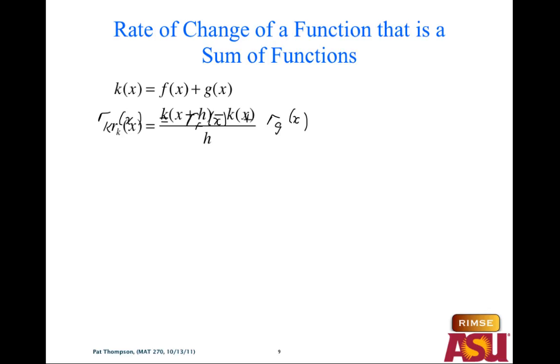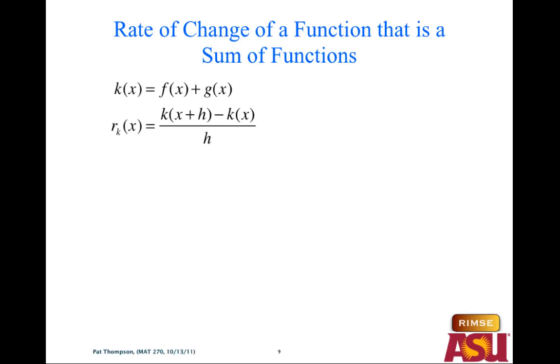So where do we start? We start with the fact that r sub k of x is k of x plus h minus k of x over h. All right? We know that for sure. This is what we know, that if we have a function k, its rate of change is k of x plus h minus k of x over h. We always start with this, what we're certain about.